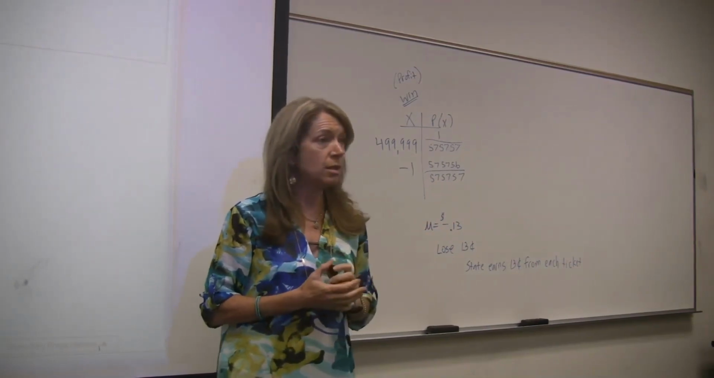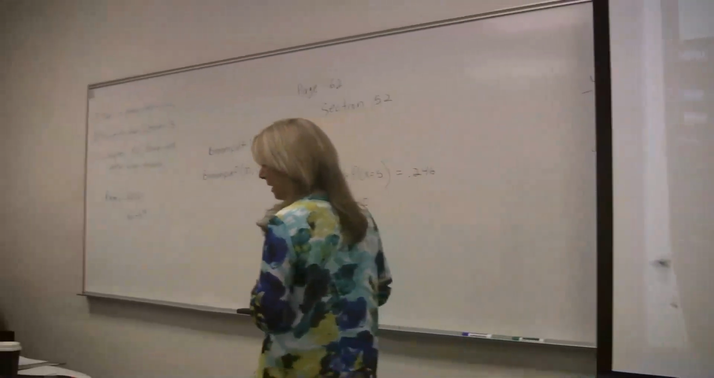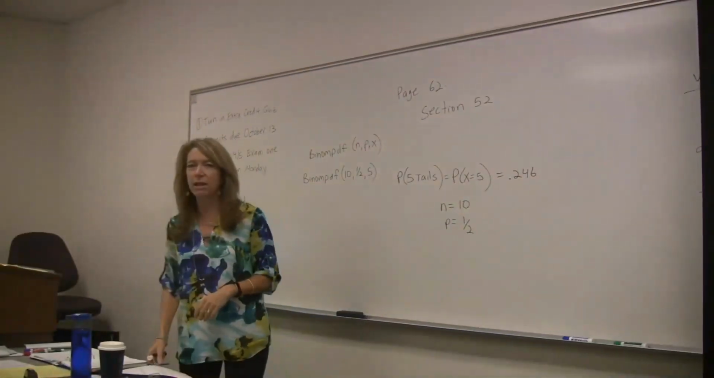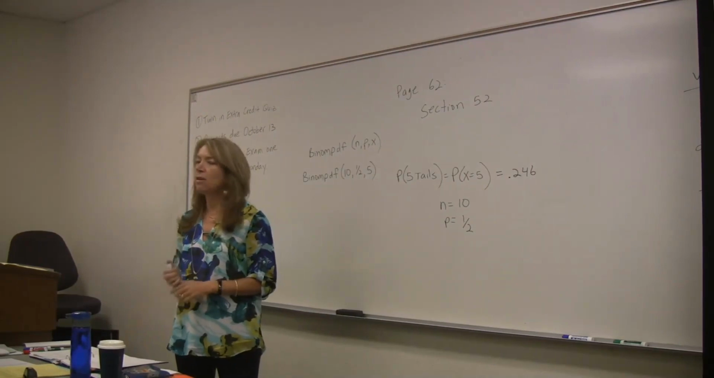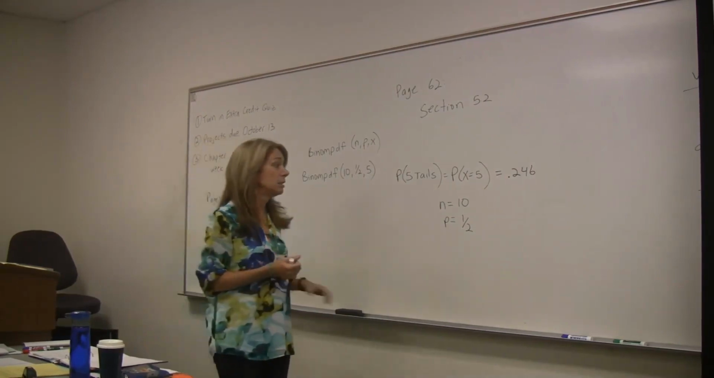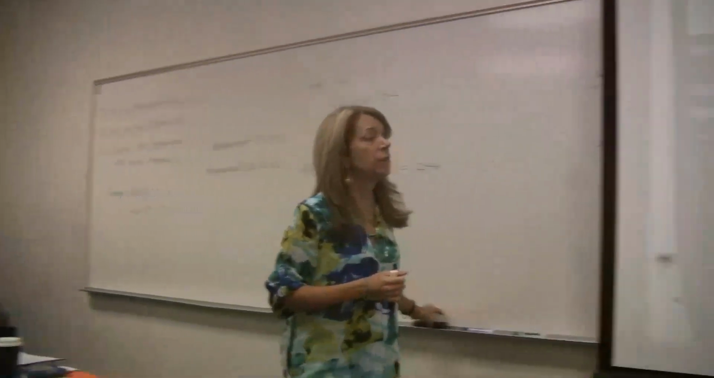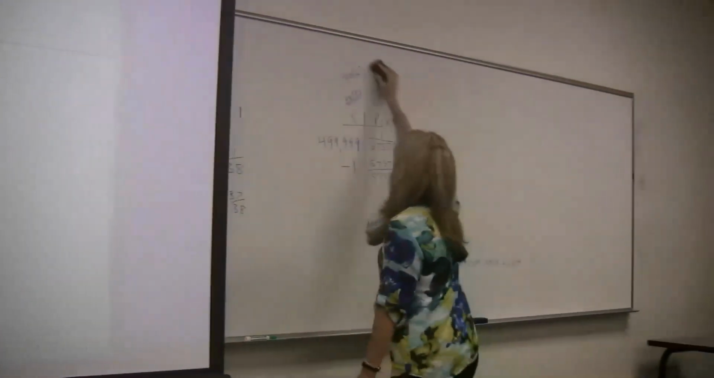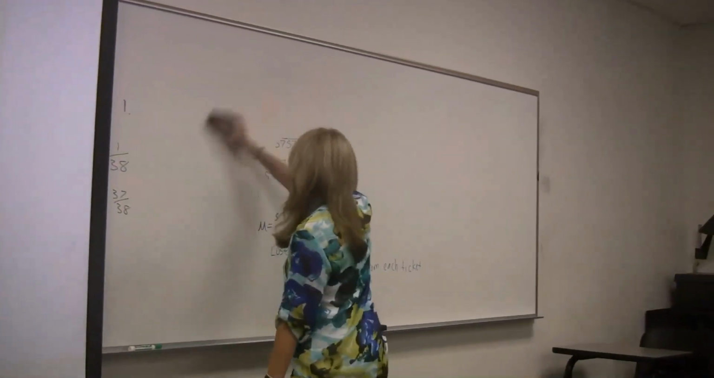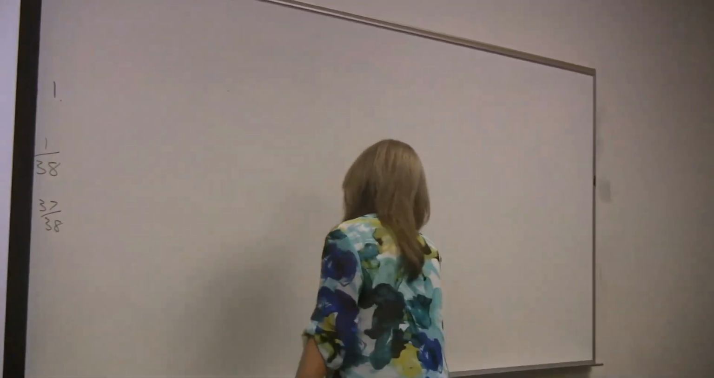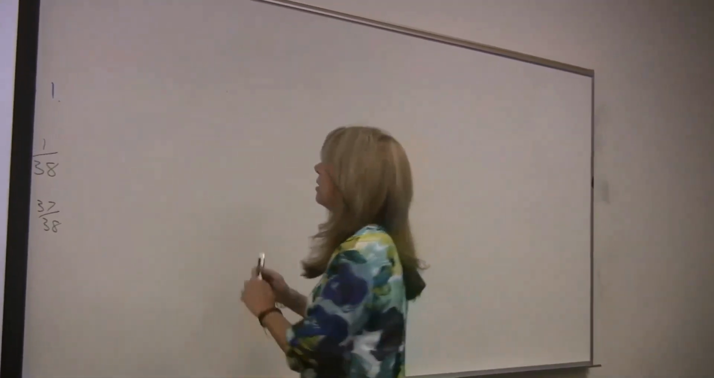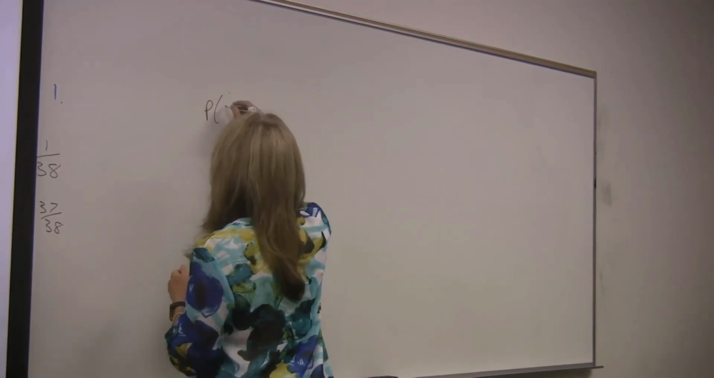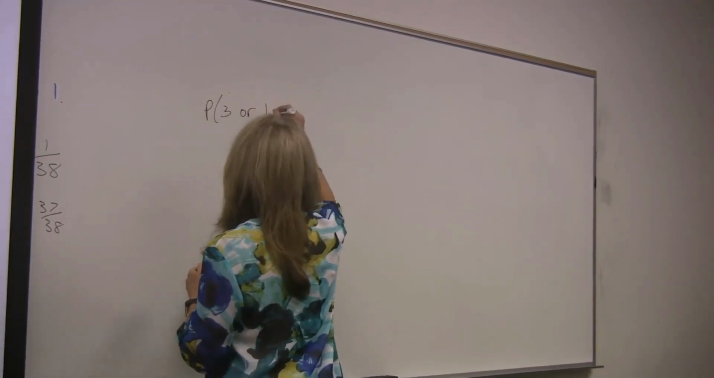Questions? Now, I'm going to add a question onto here before we move on. I want to know the probability of getting 3 or less tails. Probability of 3 or less. Add this onto your notes, it's not in there. Probability of 3 or less tails.